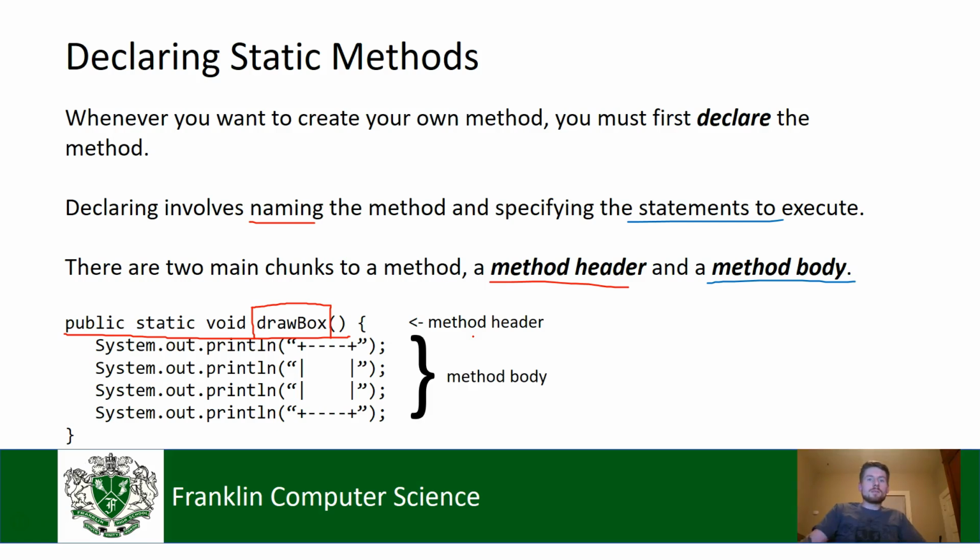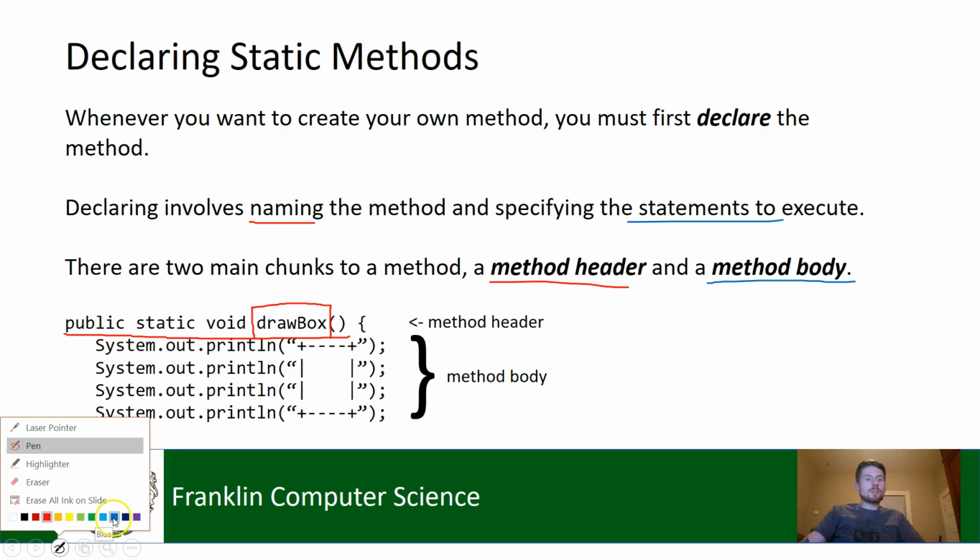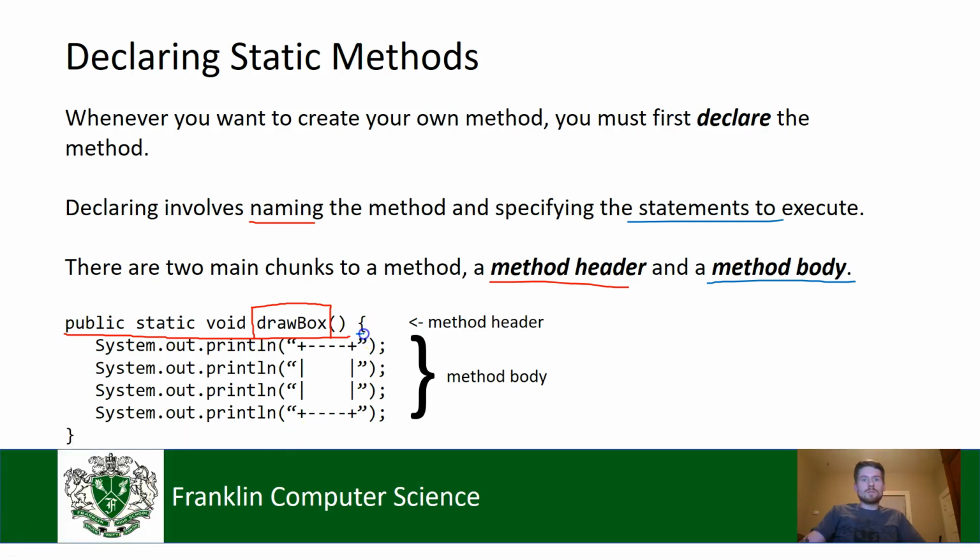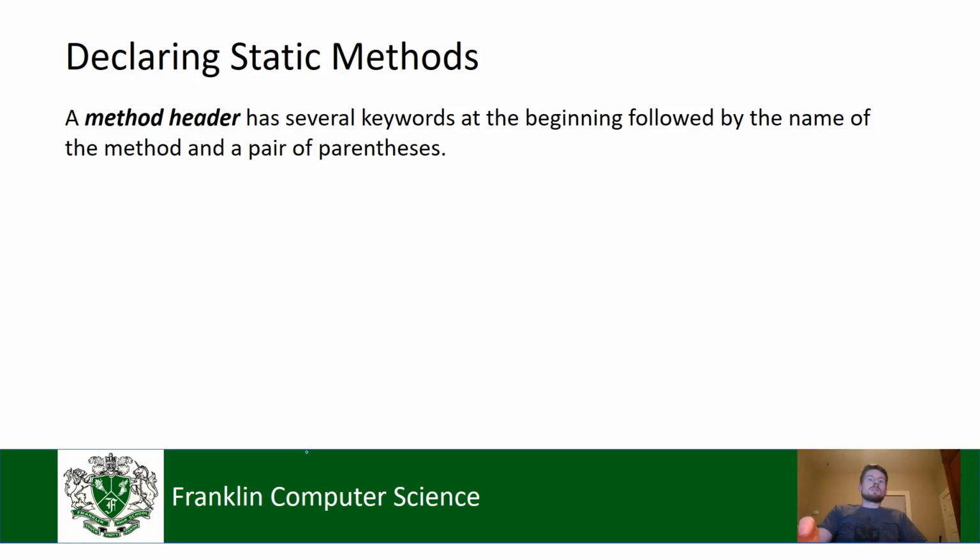And then we have the method body. That's everything inside the curly braces. From the first curly brace to the last curly brace, that's the method body, right? So that's everything inside the method. Those are all the statements. The method header has several keywords at the beginning, and then you have the name, and then you have a pair of parentheses. That's always going to be the case.